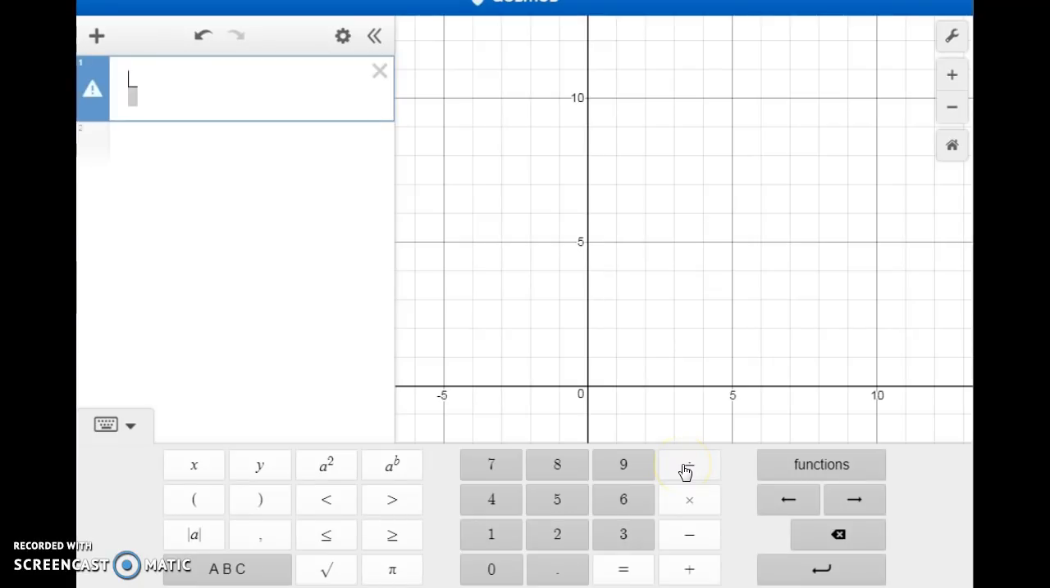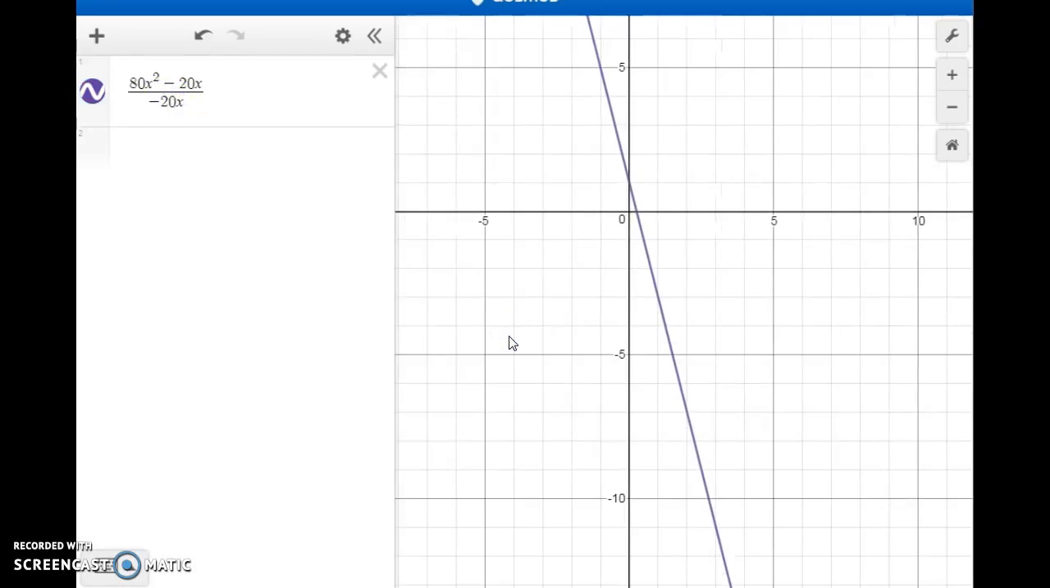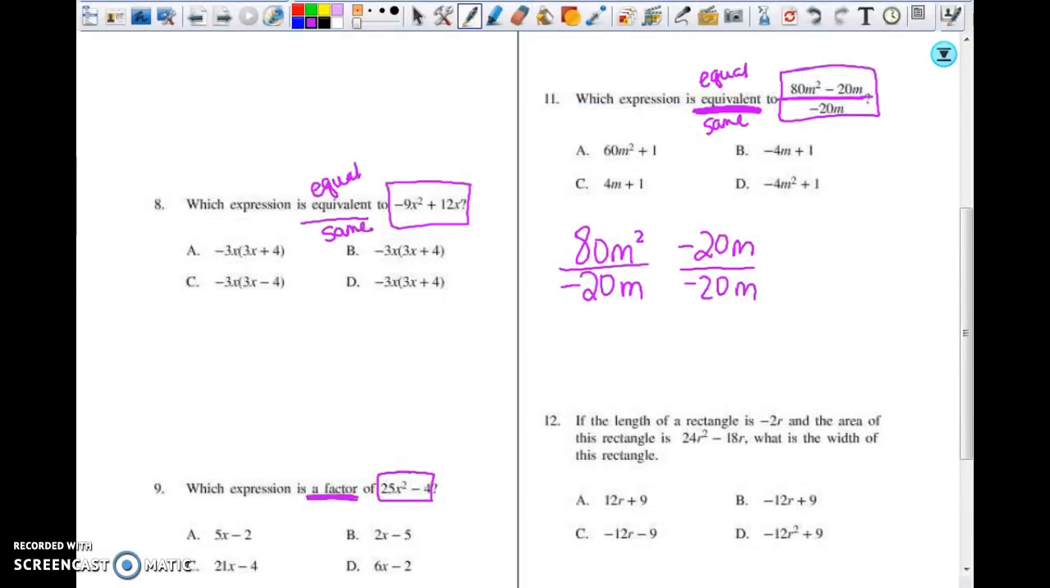So, 80x squared. If you put the division sign first, it allows you to type top and bottom. Minus 20x. That's the top. Go to the bottom. Negative 20x. Oops, I forgot that 20. So notice it gave me a graph, a line. So all you're looking for is to type in your answer choices and see which one's correct.